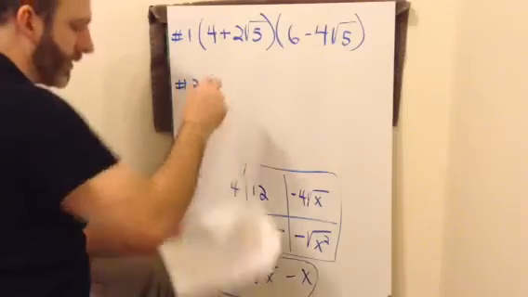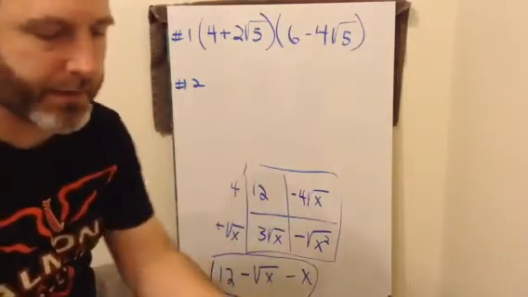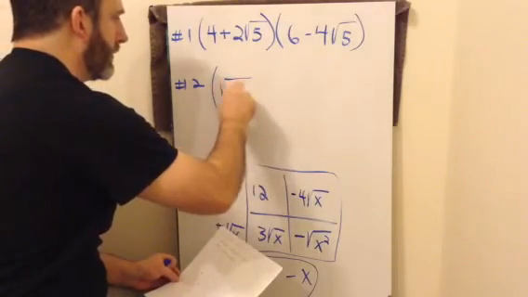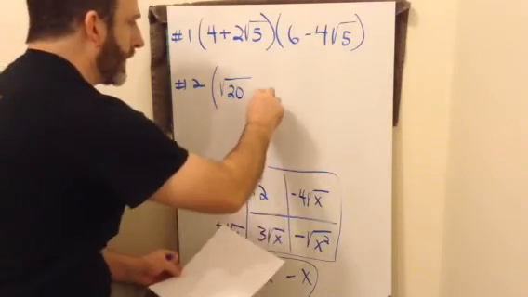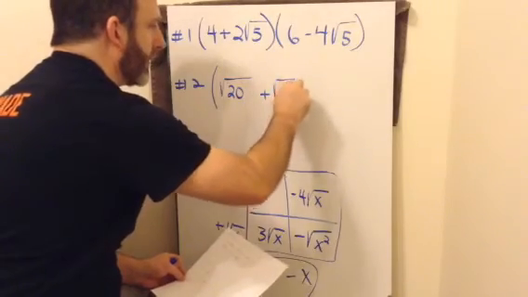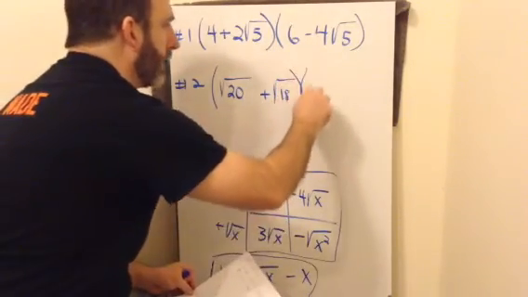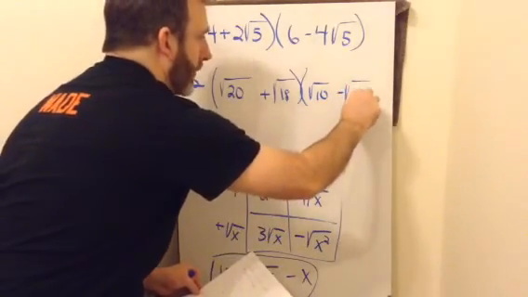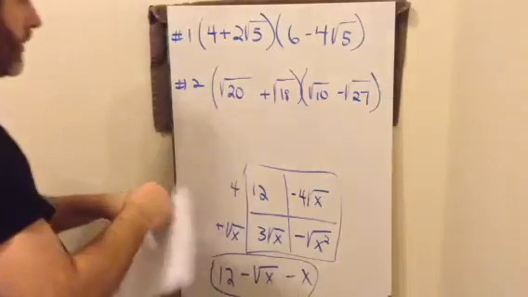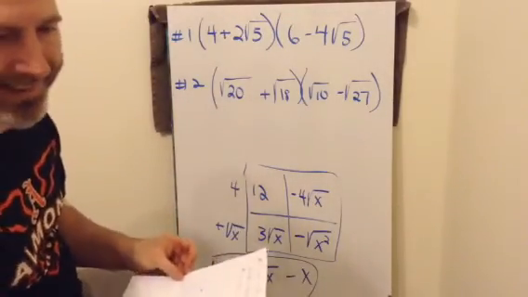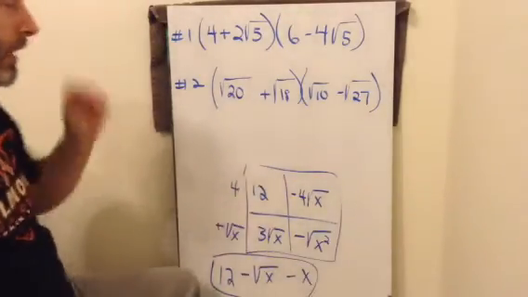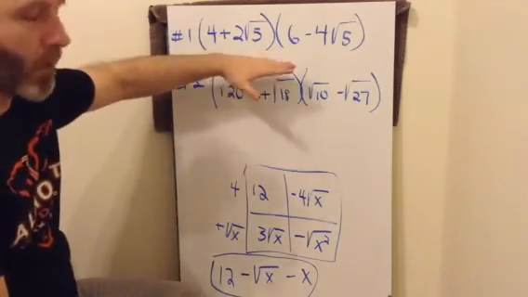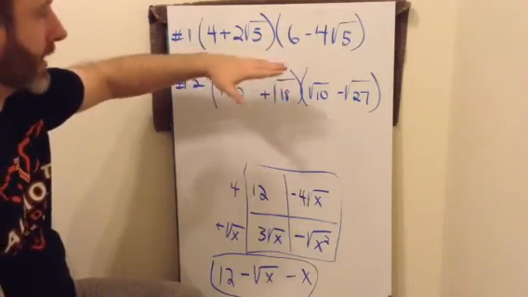Number 2 that I want you to try is square root of 20 plus square root of 18 times square root of 10 minus square root of 27. Okay, so we will go over in the next clip both solutions, but this is U-try number 1, this is U-try number 2. Again, coefficient times coefficient, radical times radical for each one.